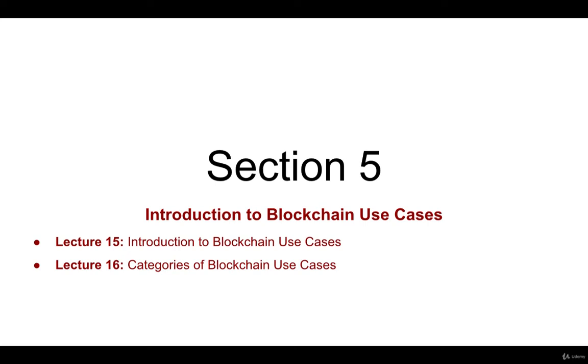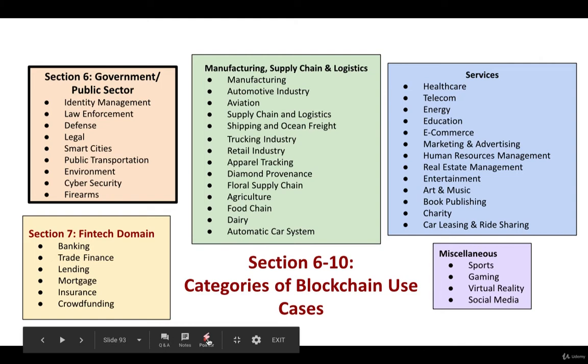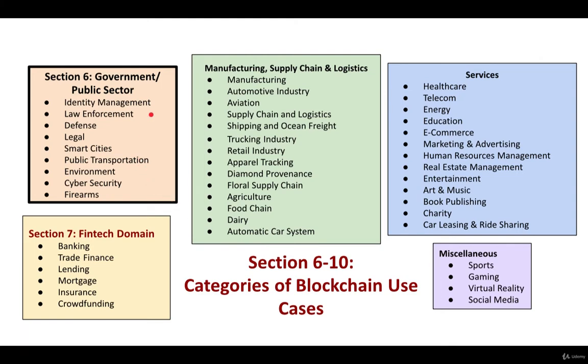Section 5. I've explained the introduction to blockchain use cases, where we covered the introduction and categories of blockchain use cases. This is what we spoke about: that we have various categories starting from section 6, that is the government public sector, fintech domain, manufacturing, supply chain, logistics, services domain, and a category of miscellaneous use cases.